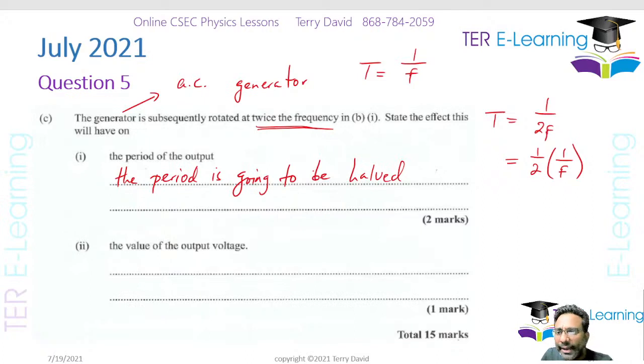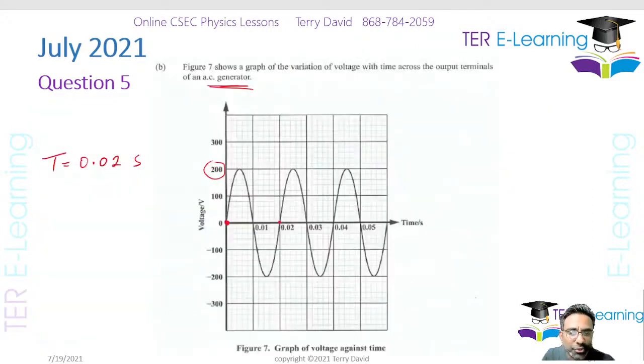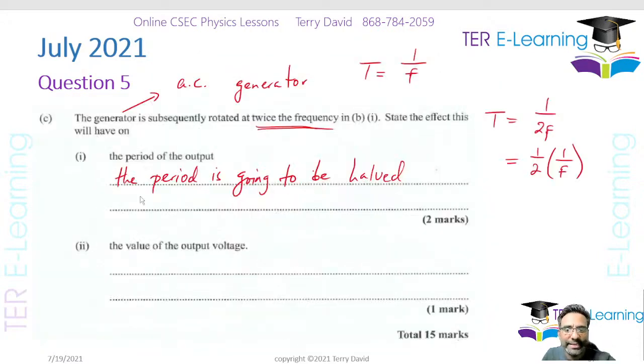Just now, in the question they gave us a period. So the original period is 0.02. What you could have said is that the new period is equal to 0.01 seconds. So the period is going to be halved, and you can put the figure if you want. It's up to you. I don't know how they're going to allocate the 2 marks here, but that's the answer there.